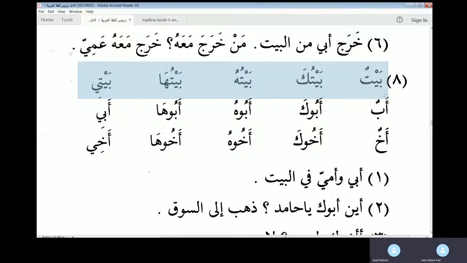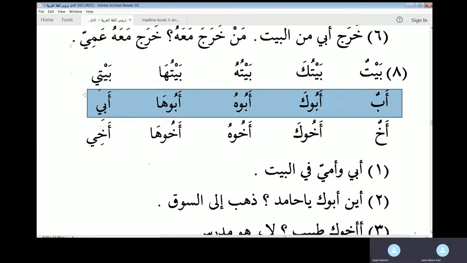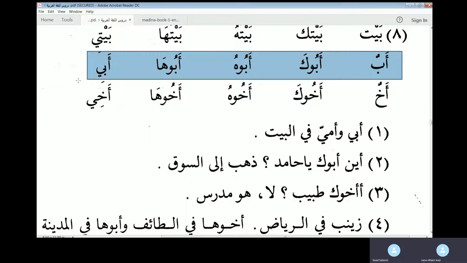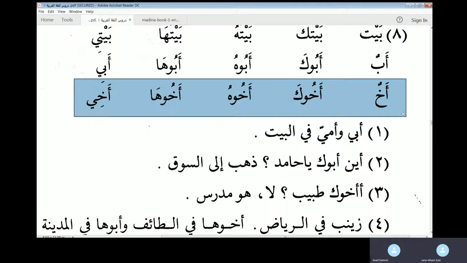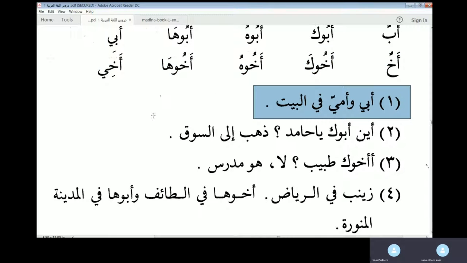Baitun, a house. Baituka, your house. Baituhu, his house. Baituha, her house. Baiti, my house. Abun, a father. Abuka, your father. Abuhu, his father. Abuha, her father. Abi, my father. Ahun is brother. Ahuka, your brother. Ahuhu, his brother. Ahuha, her brother. Ahi, my brother. Abi wa ummi fil baiti. My father and my mother are in the house.